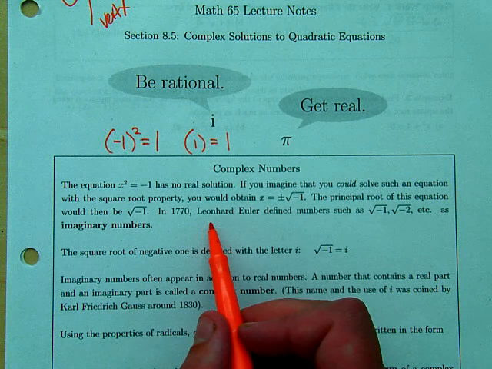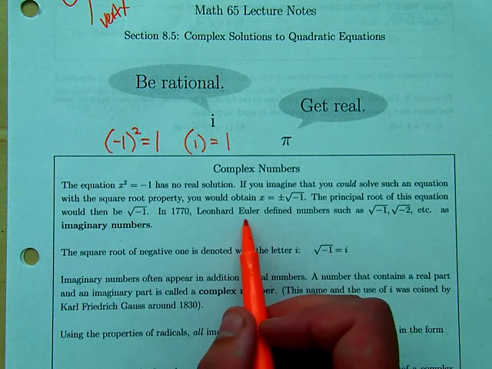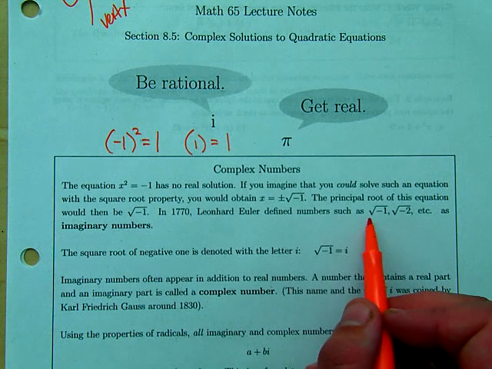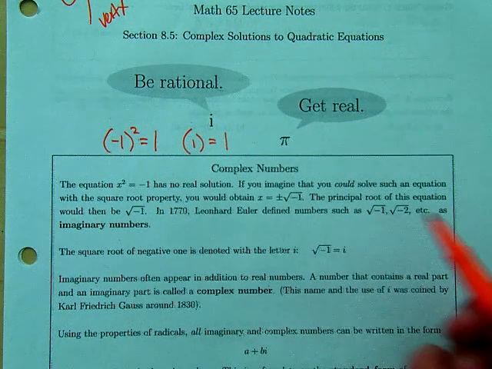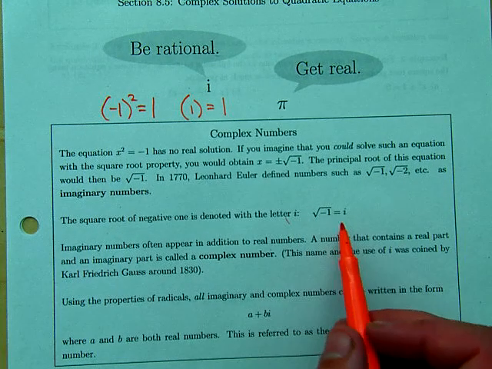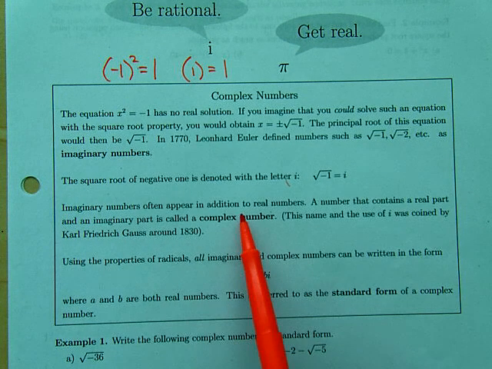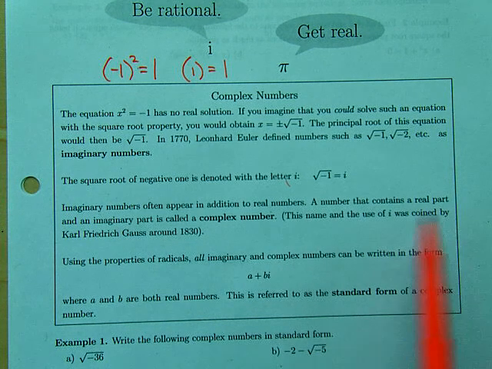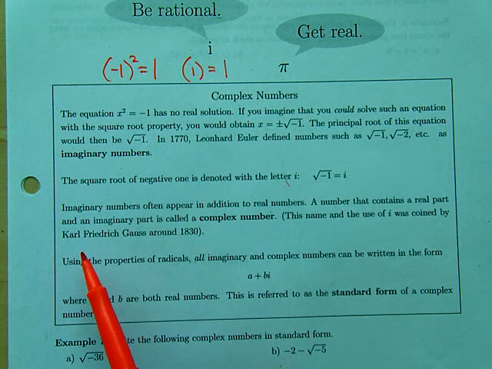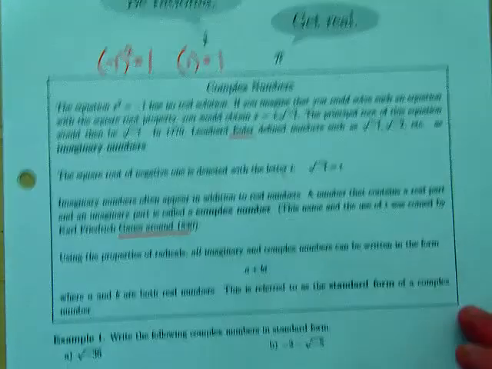In 1770, the famous mathematician Leonhard Euler, who also has the famous number e named after him, defined numbers such as the square root of -1, the square root of -2, etc. as imaginary numbers. So now we're designating the square root of -1 as i, and that's what we use for imaginary numbers. Imaginary numbers often appear in addition to real numbers. A number that contains a real part and an imaginary part is called a complex number. This name and the use of i was coined by Gauss in 1830. These are all famous mathematicians, Euler, Gauss.